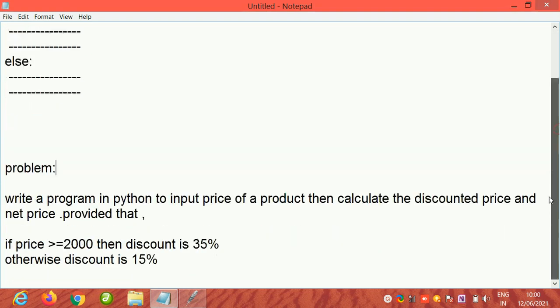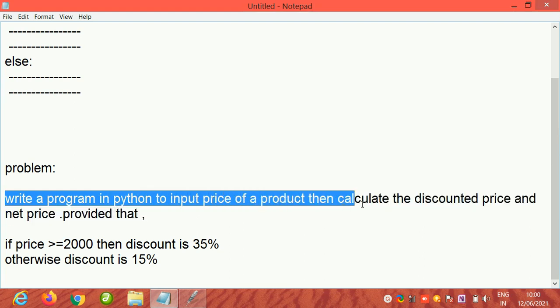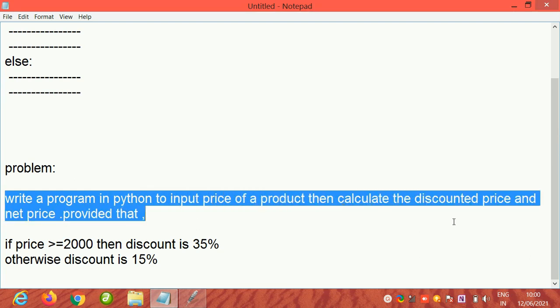So we are going to write a program. So this is the problem. Write a program in Python to input price of a product, then calculate the discounted price and net price, provided that if price greater than equals to 2000, then discount is 35%, otherwise discount is 15%. So how to solve this problem?